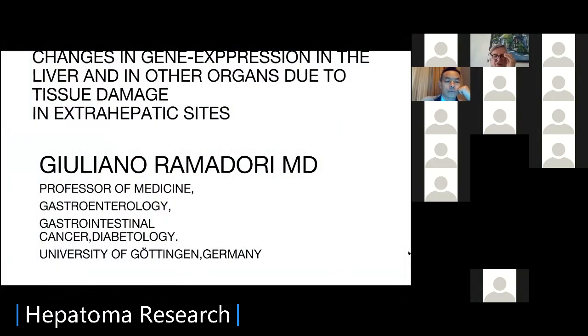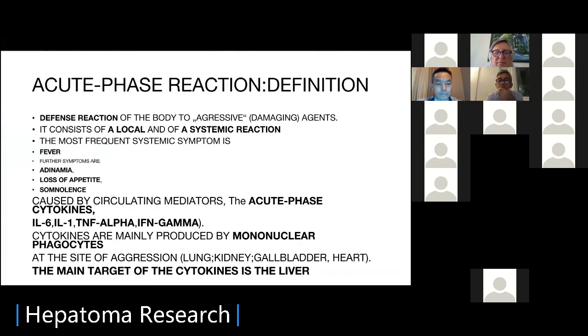Topic, which is the acute phase response, but I hope you may realize that it's very actual. Can you go to the next one? So, the definition of the acute phase response is such an important defense mechanism that, you know, we cannot survive without that.